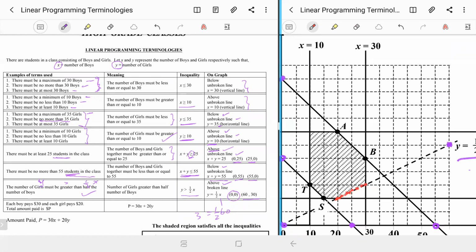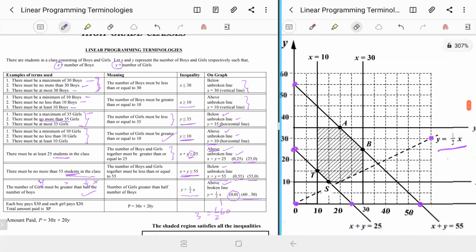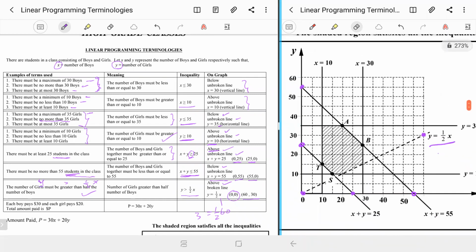So the number of boys and girls that you have cannot be on this line, any part of this line. So for example, let me show you an example now. This point right here is 20 boys, X is the number of boys, right? 20 boys and 10 girls. Can't have that because it's on the broken line.